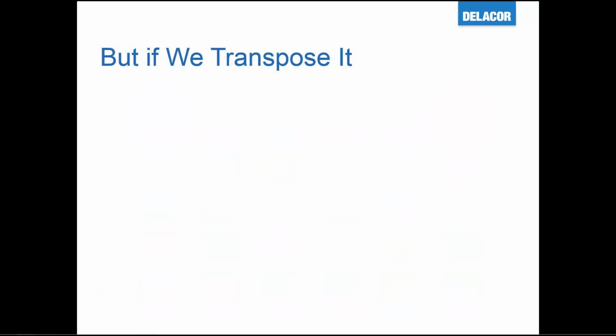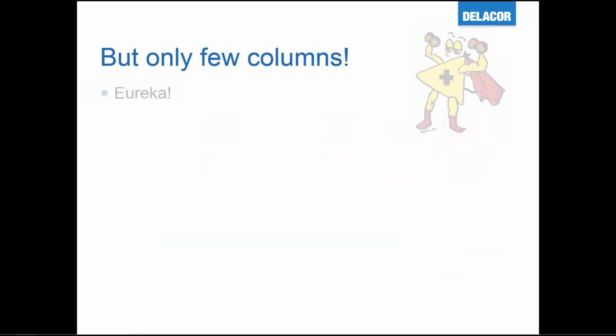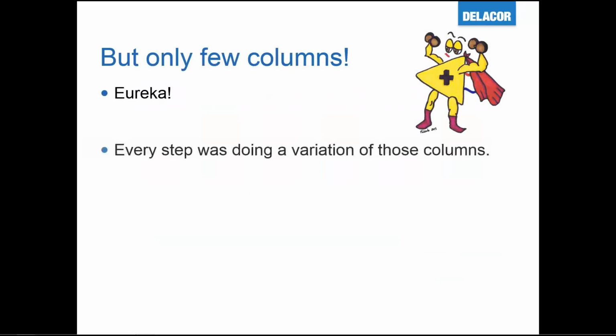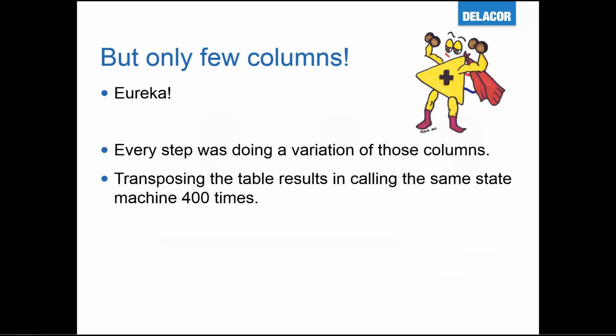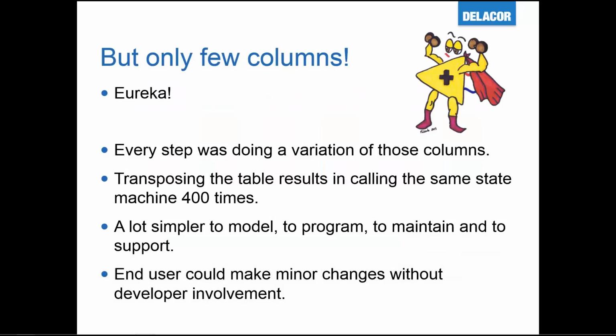But if we transpose the spreadsheet, now you have 5 steps that are repeated 400 times. Doing a state machine of 5 steps, that's feasible. And that's maintainable, it's easy to read, all the things that I love in code. So this was our Eureka moment, right? Every step was doing a variation of those columns. Transposing the table results in calling the same state machine 400 times. And it's a lot simpler to model, it's simpler to program, and it's simpler to maintain. The other thing, too, is the end user could make minor changes without the developers getting involved.